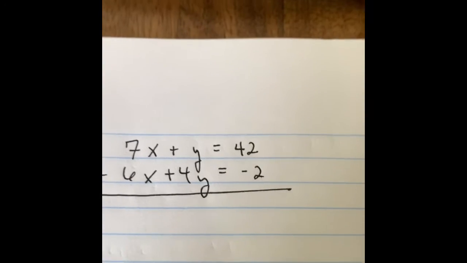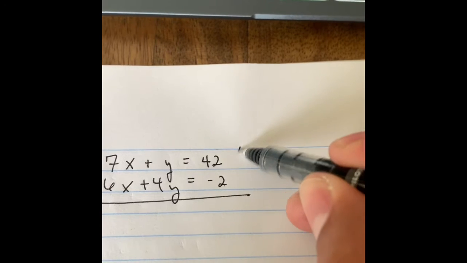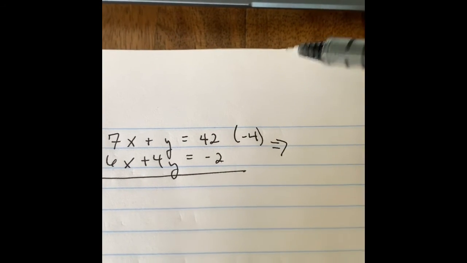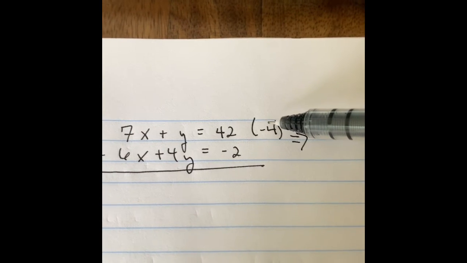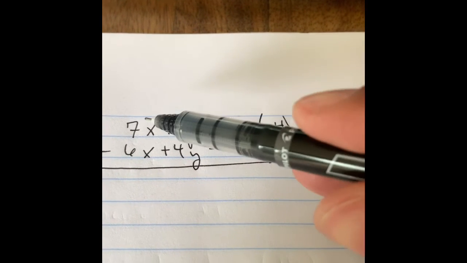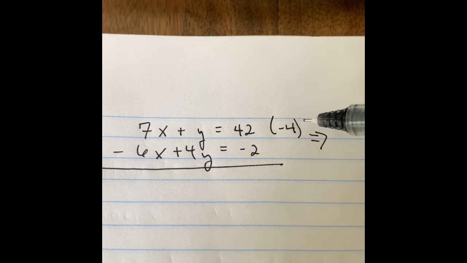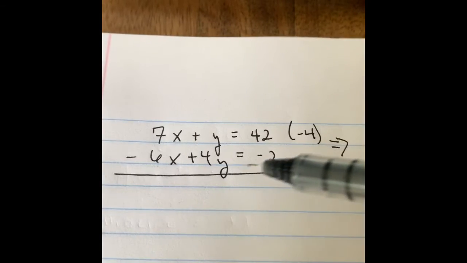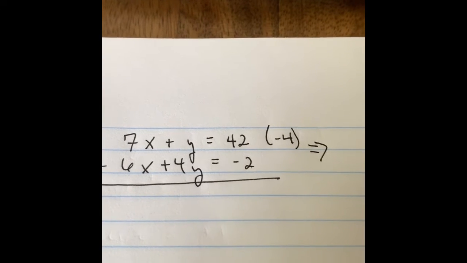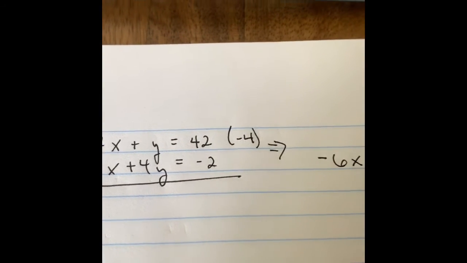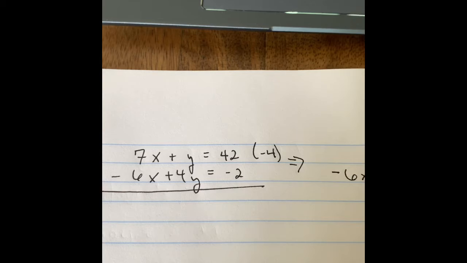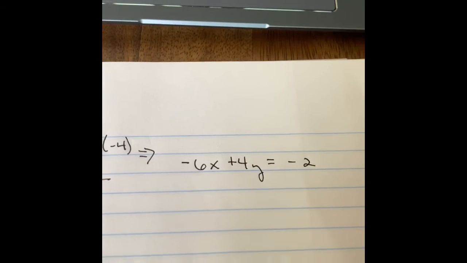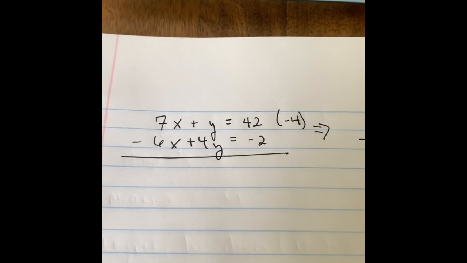So what I'm going to do is put the multiplier right outside here. And this is what it's going to change into. Now, this is your multiplier. If you know you're multiplying negative 4 here, you have to multiply it to everything. So we're going to change the entire top line. The bottom line is going to stay exactly the same. So I'm just going to rewrite that now. Negative 6x plus 4y equals negative 2. All right, so the bottom one stayed exactly the same.